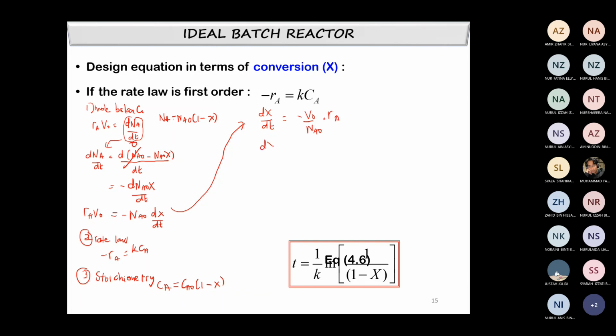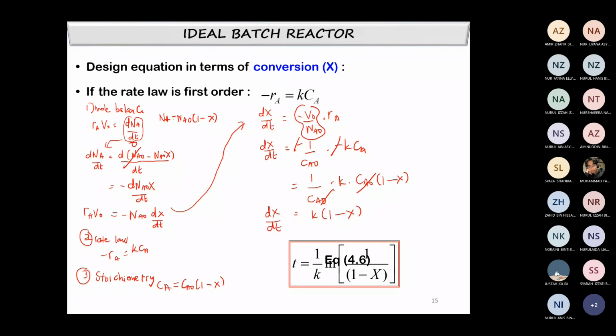Then we have dX over dt is equals to, remember, we can change this to CA0, so which equals to 1 over CA0 times RA. What is RA? Negative KCA. Because this side is positive, we flip it to negative KCA. So we can cancel this one. So what is CA? Look back at the stoichiometry: 1 over CA0 times K times CA0 times 1 minus X. So it becomes K times 1 minus X.